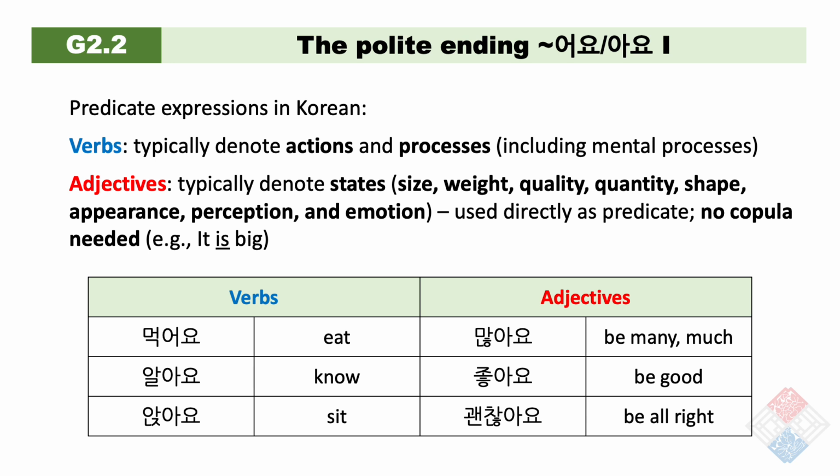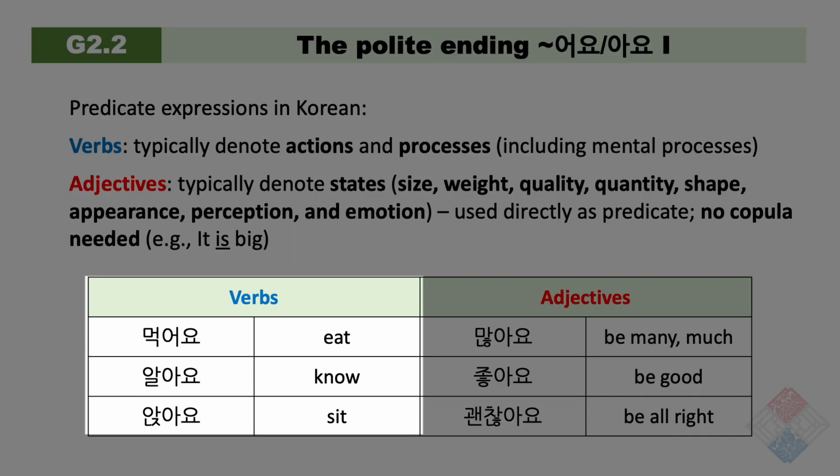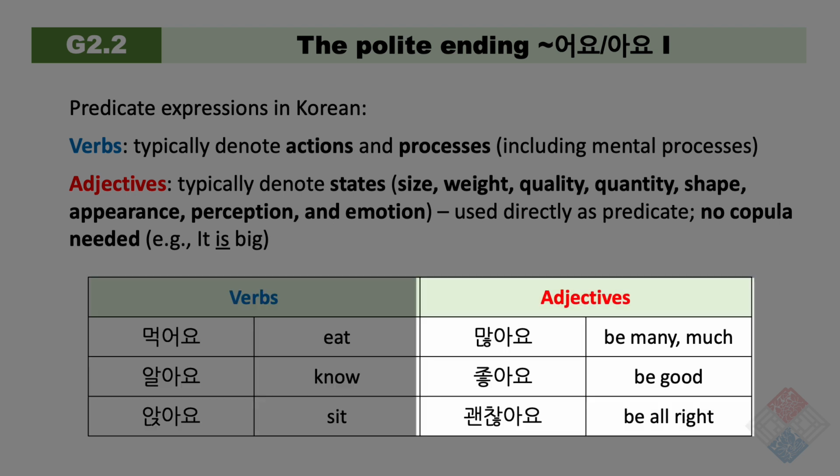Compare some of the verbs and adjectives that appear in this lesson. Verbs: 먹어요, eat; 알아요, know; 앉아요, sit. Adjectives: 많아요, be many, much; 좋아요, be good; 괜찮아요, be alright.